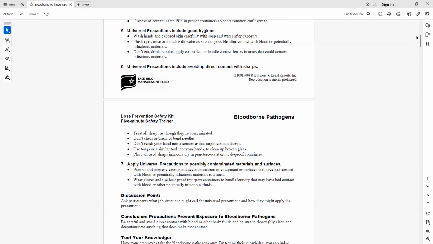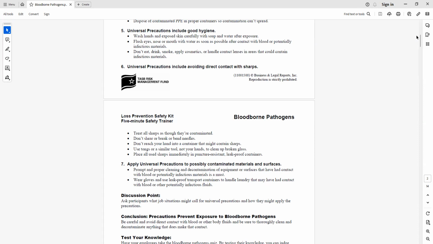Number 7, apply universal precautions to possibly contaminated materials and surfaces. Prompt and proper cleaning and decontamination of equipment or surfaces that have had contact with blood or potentially infectious materials is a must. Wear gloves and use leak-proof transport containers to handle laundry that may have had contact with blood or other potentially infectious fluids. Discussion point. Ask participants what job situations might call for universal precautions and how they might apply the precautions.